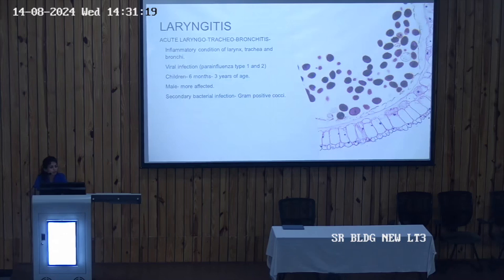Then comes laryngitis, acute laryngotracheobronchitis. As the name suggests, it's an inflammatory condition of the larynx, trachea, and bronchi. It is due to viral infection caused by parainfluenza type A1 and 2, most commonly affecting children from 6 months to 3 years of age, and males are more commonly affected. It is said that males are more commonly affected because they play outside and all the dust goes and settles in the trachea. Secondary bacterial infection can also happen, most commonly due to gram-positive cocci.